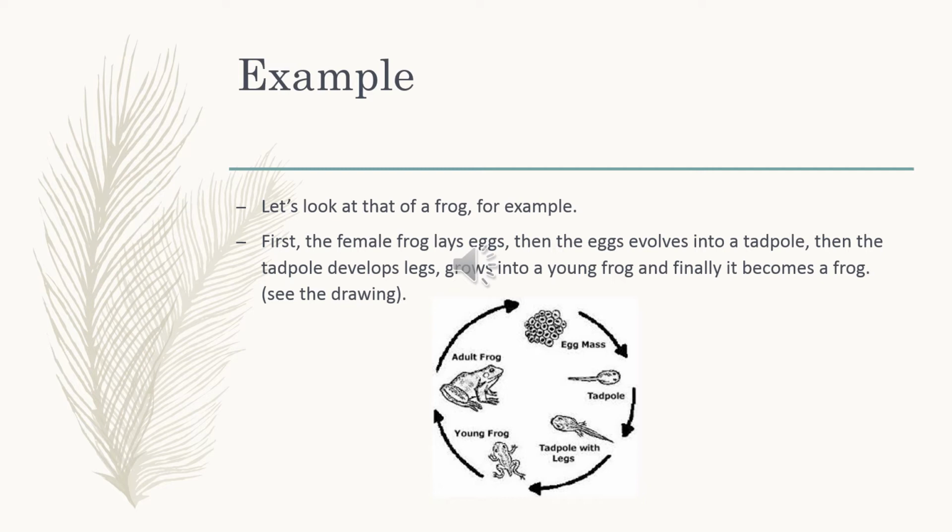Let's take the frog for example. Here we have a diagram. It shows us that first the female frog lays eggs. You can see the eggs there. And then the eggs evolve into a tadpole, a tiny tadpole. And then the tadpole develops legs, grows into a young frog, and finally it becomes a frog, an adult matured frog. Okay, so that is the life cycle of a frog. That's the process of getting a frog from the egg stage to the adult stage.